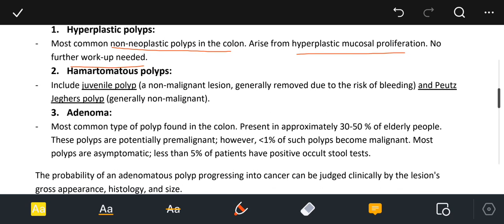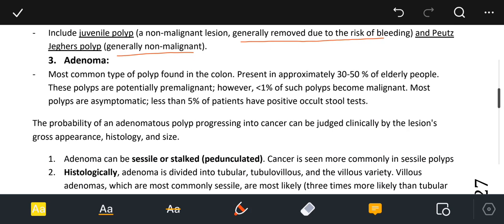Hamartomatous polyps include juvenile polyp, a non-malignant lesion generally removed due to the risk of bleeding, and Peutz-Jeghers polyp, generally non-malignant. Adenoma is the most common type of polyp found in the colon, present in approximately 30 to 50% of elderly people. These polyps are potentially pre-malignant. However, less than 1% of such polyps become malignant.